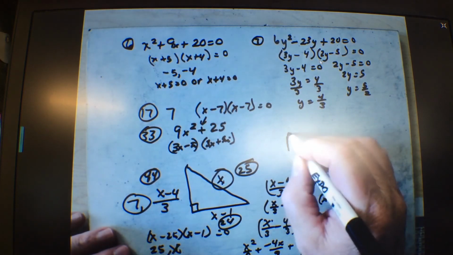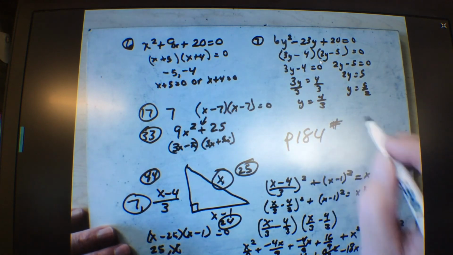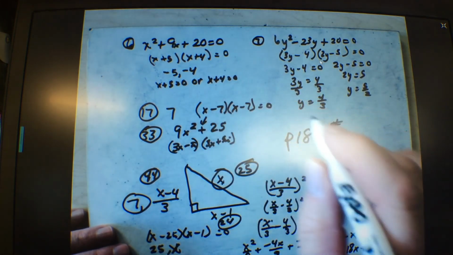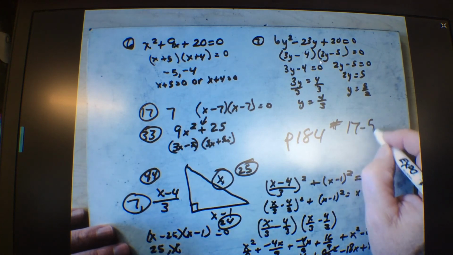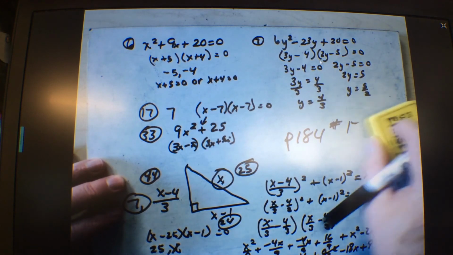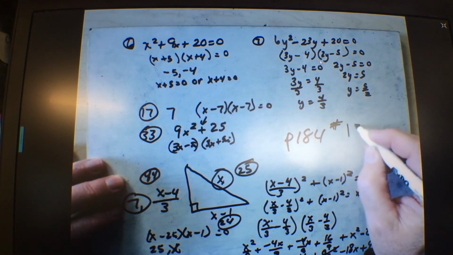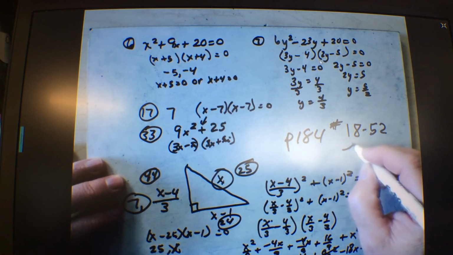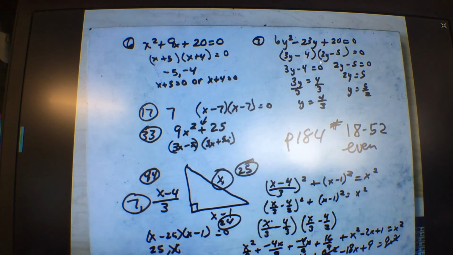So your assignment's page 184, numbers 17 through 52, even. Due tomorrow? You know what, since you have a quiz tomorrow, I'll make it 18 through 52, even. This is due Monday. Can I do it Sunday night at 12? Of course. You'll be way ahead of Harper.